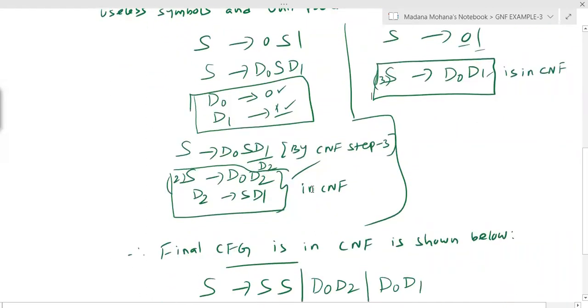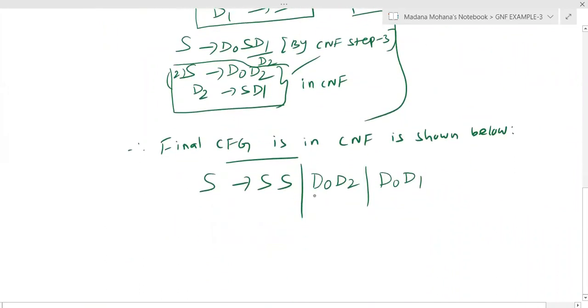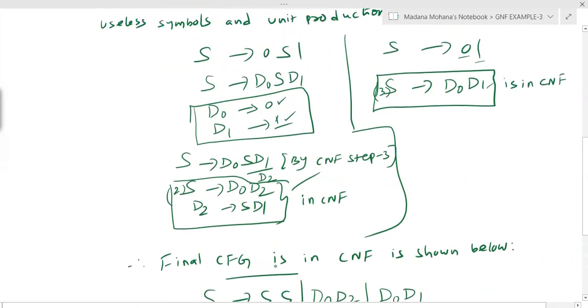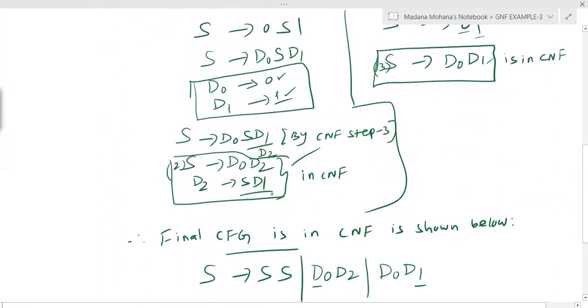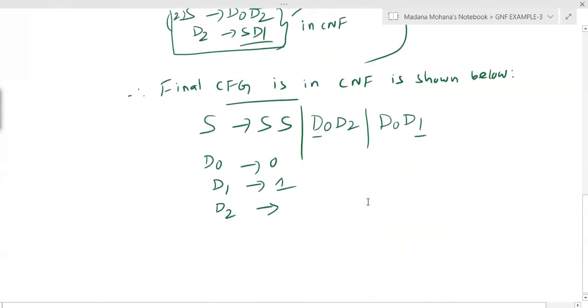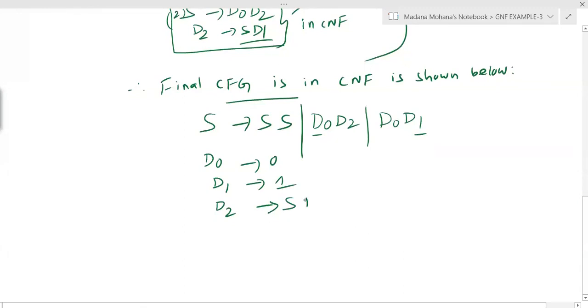Now the new variables are introduced. You can write down the new variables' productions also. Here D0 is one variable. D0 derives terminal 0. Then D1 derives terminal 1. The other new one is D2. D2 derives S D1. Only one production is there, which is in CNF.